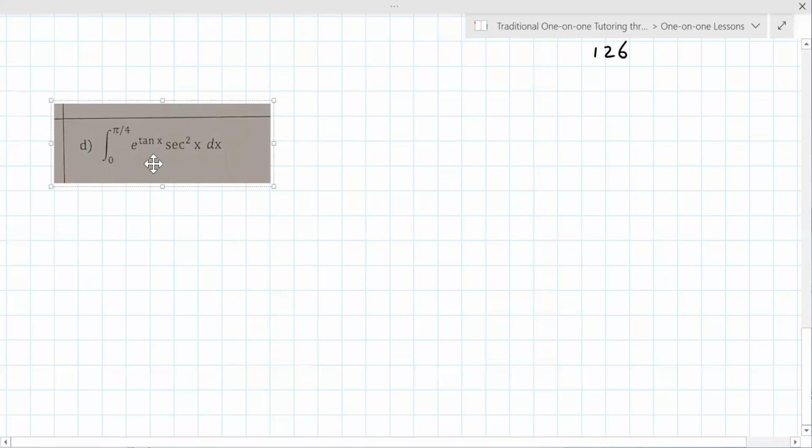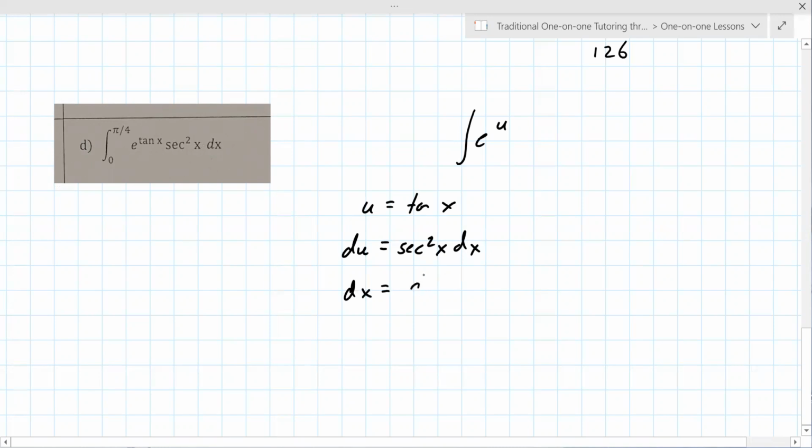So like what I was mentioning before, you don't know how to do this integral, but you kind of know how to do the integral of e to the u. So your u here ends up being tangent x, and du is secant squared x dx. And what's nice is that secant squared x dx is already in the problem there. Okay, so again, my strategy here is to always solve for dx. So it's du over secant squared x.